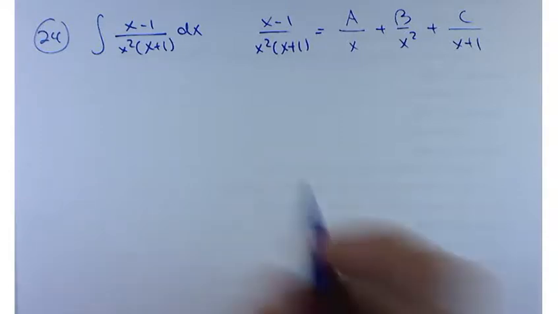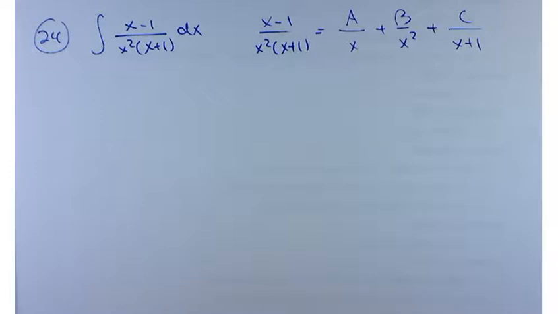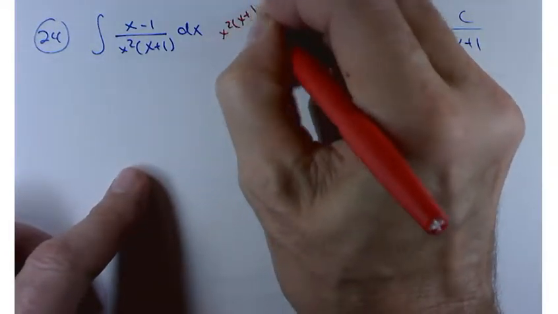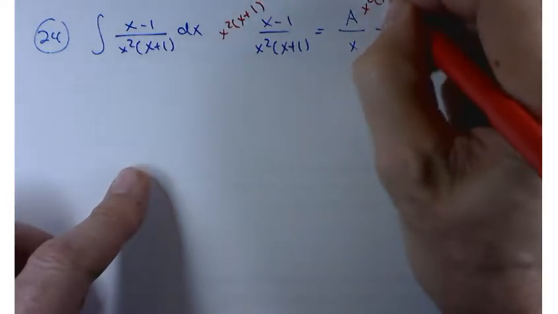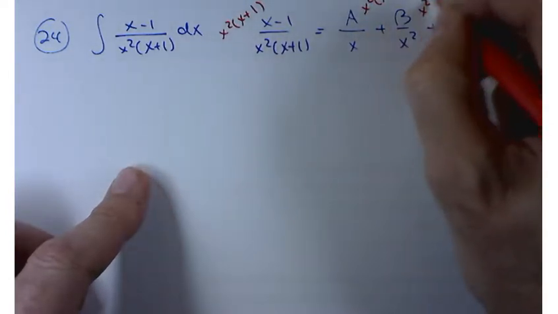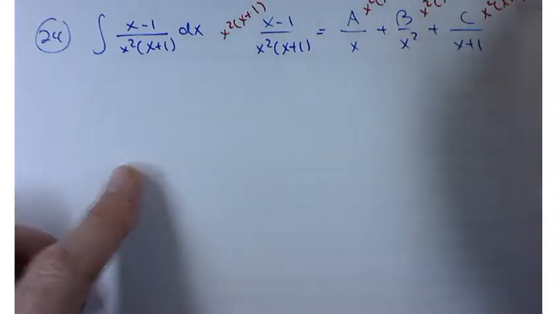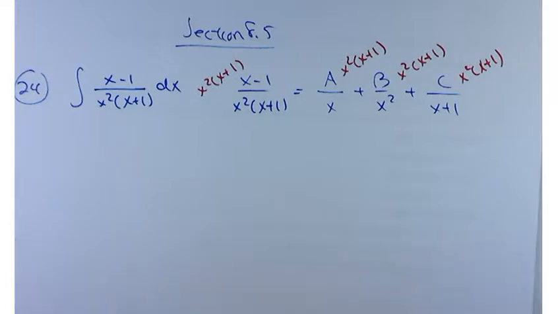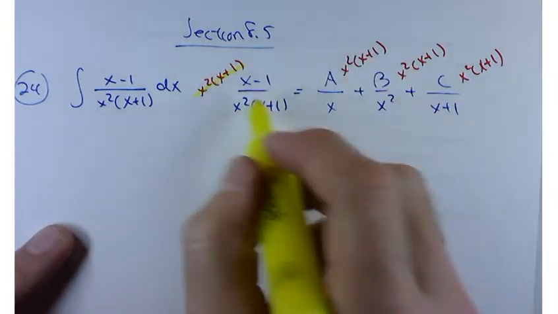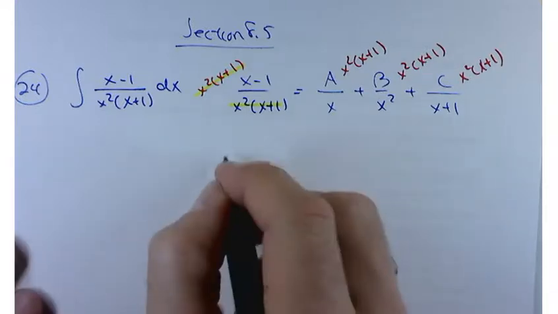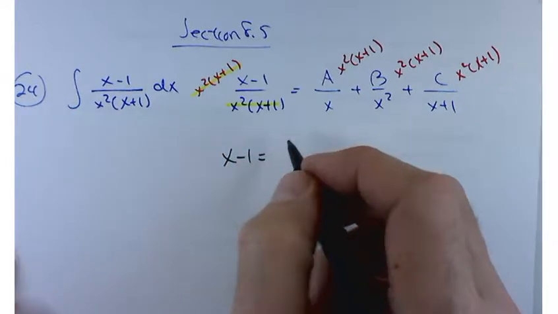Okay. Everything here is going to get multiplied by that LCD. So x squared times x plus 1, x squared times x plus 1, x squared times x plus 1, and x squared times x plus 1. So all those get multiplied by the LCD. We're going to get some great cancellation on the left-hand side. All that disappears. So it's just x minus 1.